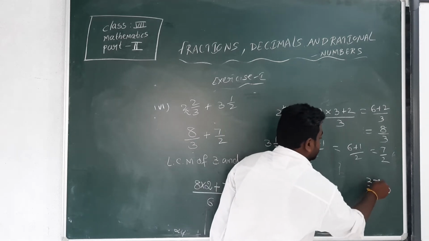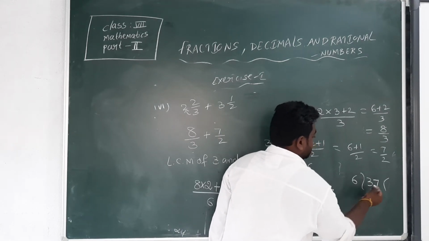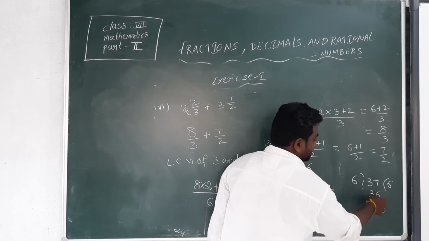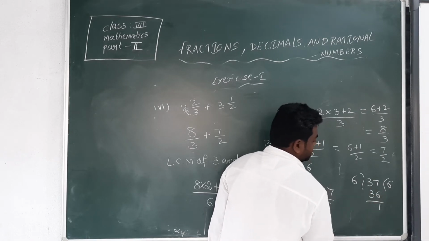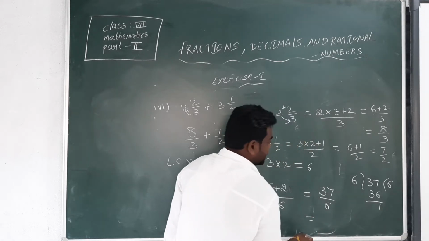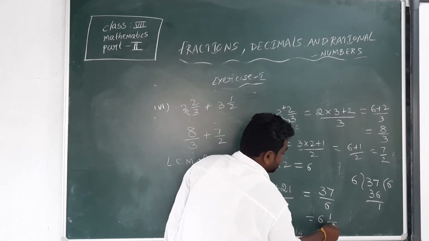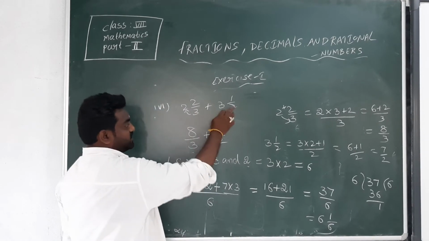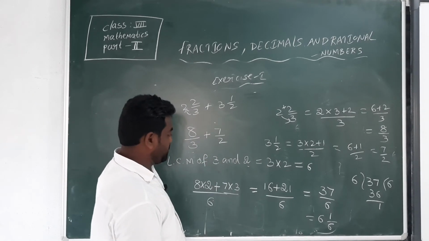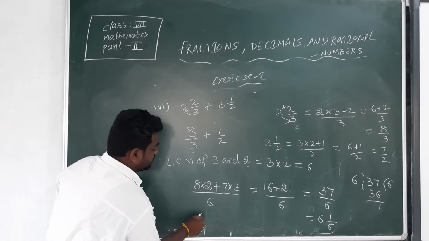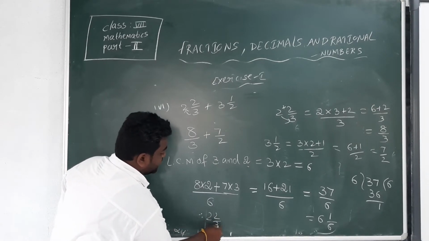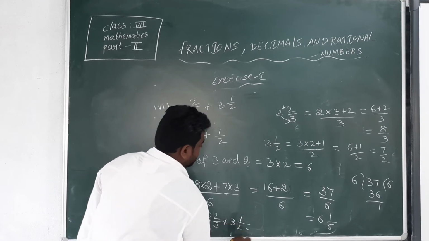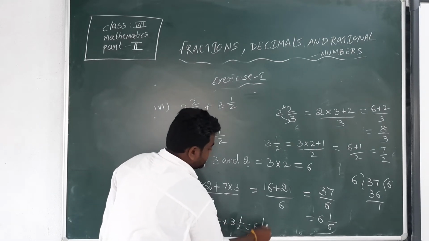Now divide by 6. 6 6s are 36, by the division method. 37 minus 36 is 1. Therefore 6 1 by 6. So 2 2 by 3 plus 3 1 by 2 is equal to 6 1 by 6.